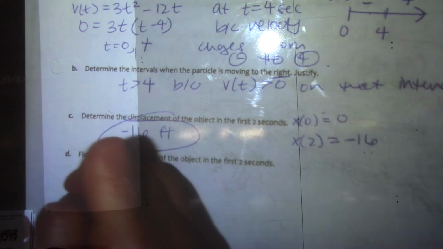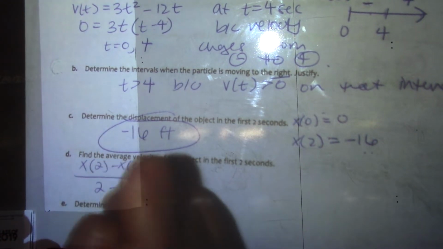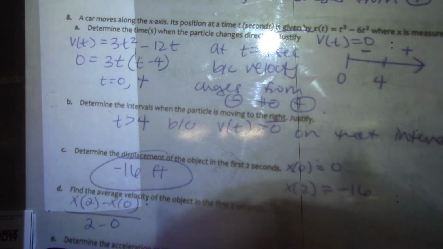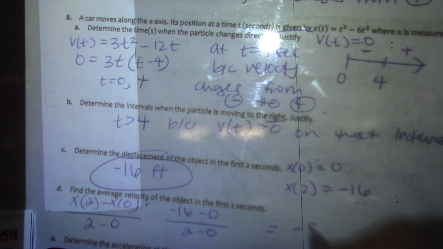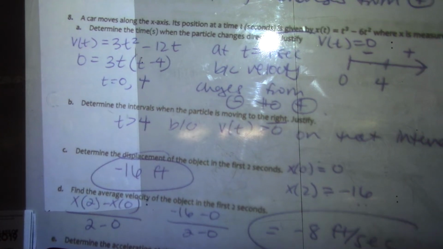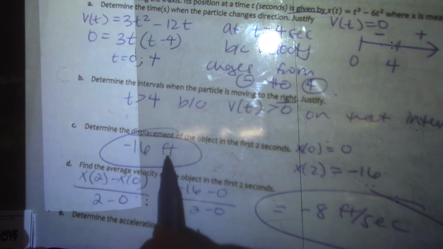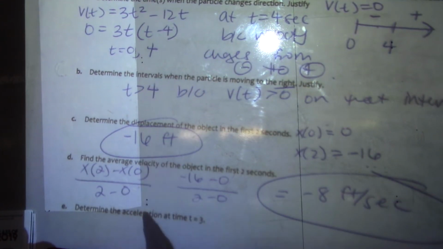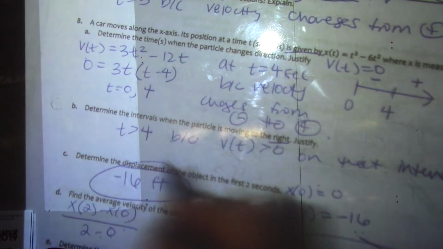Average velocity would be x of 2 minus x of 0 over 2 minus 0. We actually already found this part, right? So negative 16 minus 0 over 2 minus 0. That's going to give me negative 8 feet per second. And I know that I was dividing by time here because I don't want to end up with just the change in position, right? I want the rate, the feet per second, so that's how I knew for sure I was dividing by time.